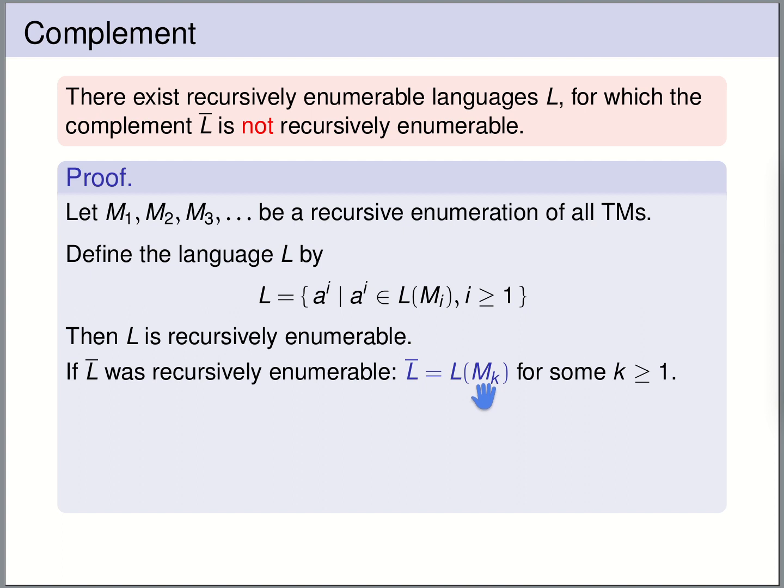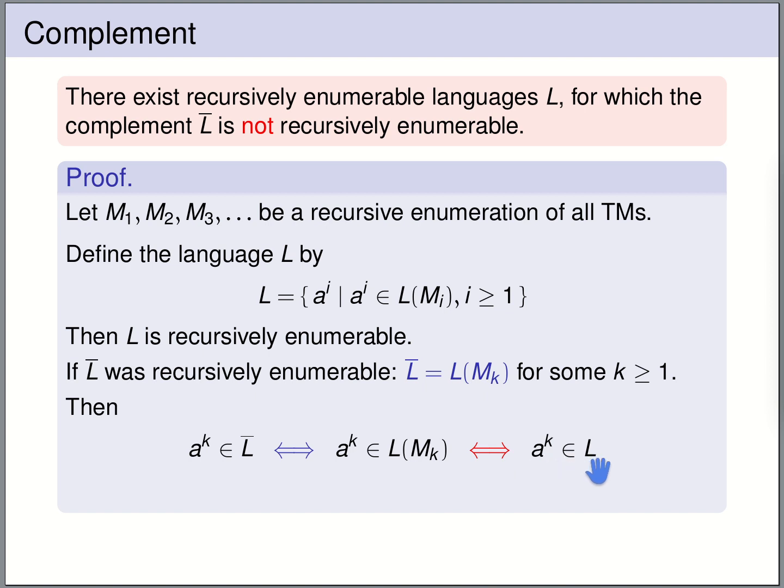Now what do we know? We know that the word a^k is in the complement of L if and only if a^k is in the language of Mk, simply by this equality. Both languages are the same. So a^k is in both languages at the same time. Now a^k is in the language of Mk if and only if a^k is in L by definition of L. So we have that this is equivalent to a^k being in L.